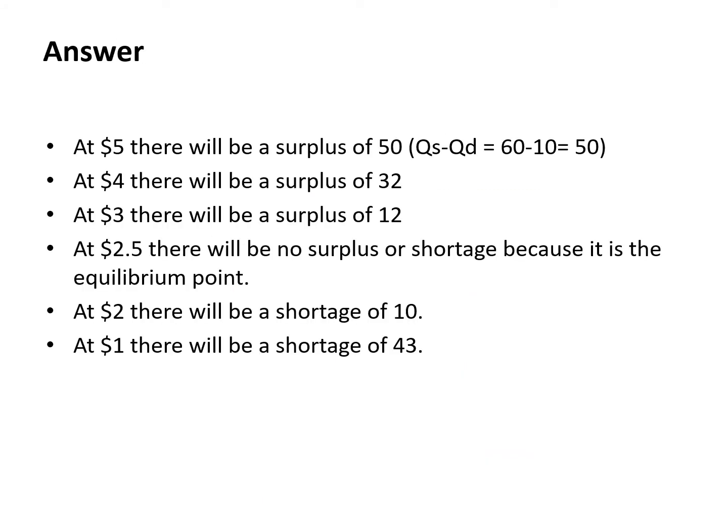So over here, at the price of 5, there will be a surplus of 50, because 60 minus 10 is equal to 50. At the price of 4, there will be a surplus of 32. At the price of 3, there will be a surplus of 12. At the price of 2.5, there will be no surplus and no shortage, because it's the equilibrium point. At the price of 2, there will be a shortage of 10 units. And at the price of 1, there will be a shortage of 43 units.